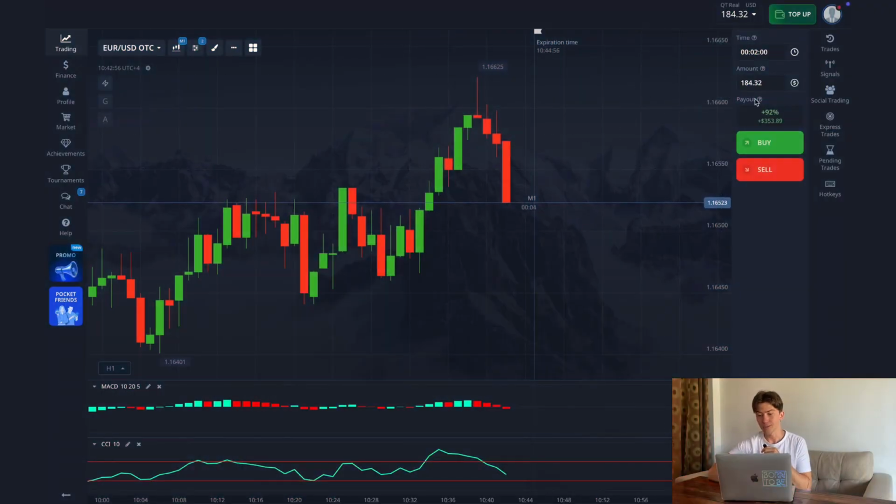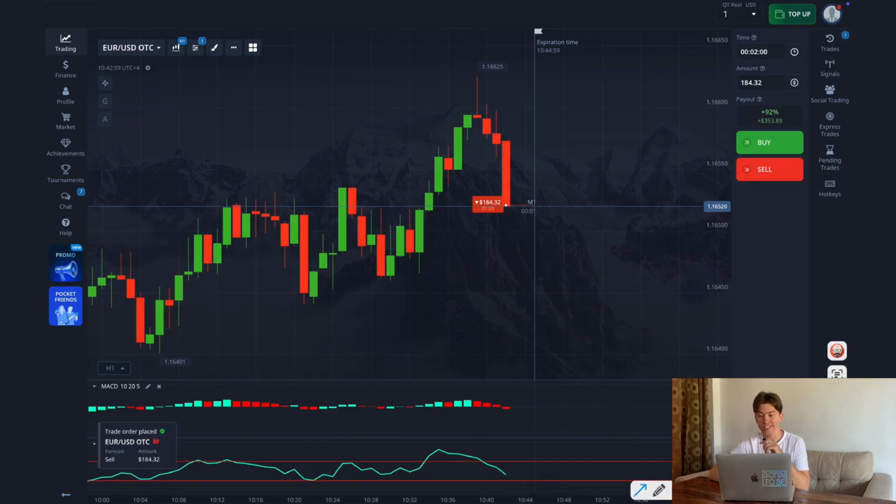Sellers stay in control, 2-minute expiration, and I open a sell trade for $184. Price first breaks slightly higher out of a short consolidation, creating the illusion of continuation. But that push loses strength fast. There's not enough upside energy to hold higher ground. The move up is brief and unsupported.